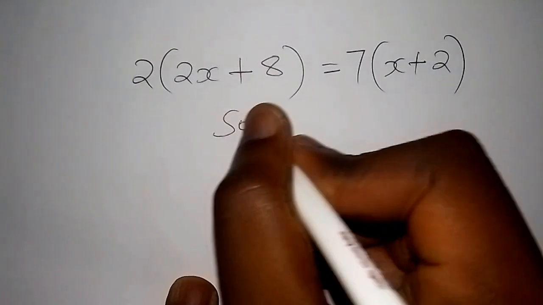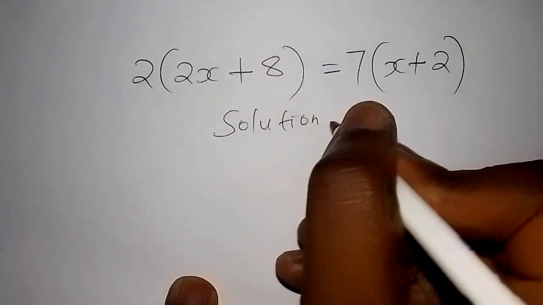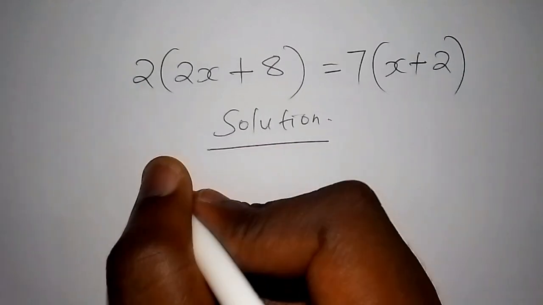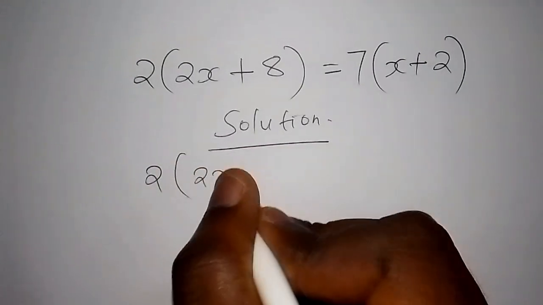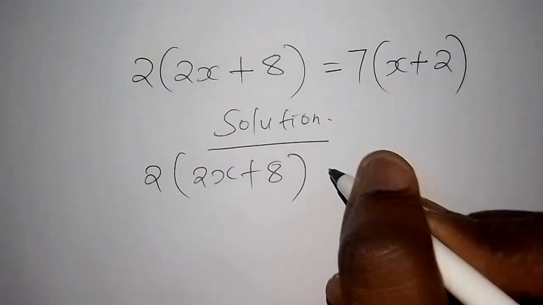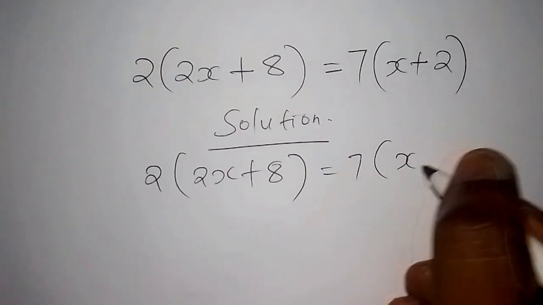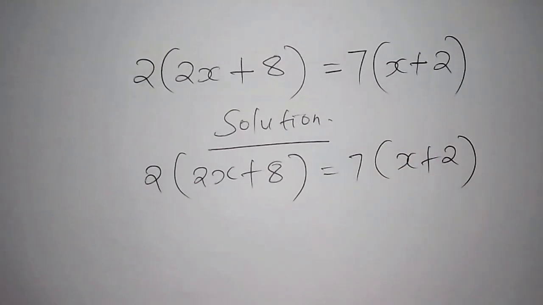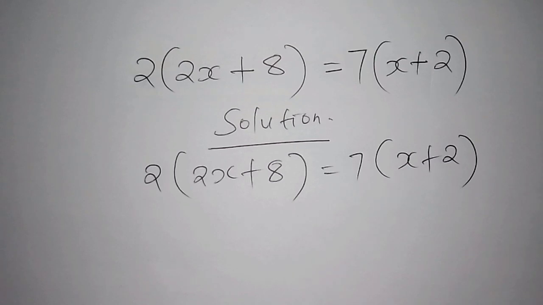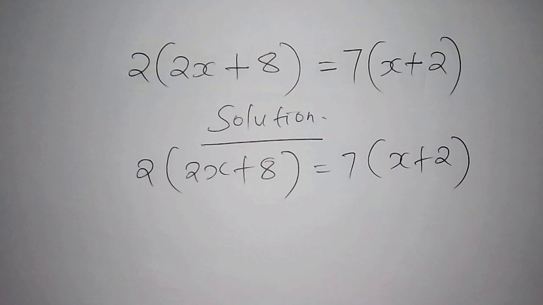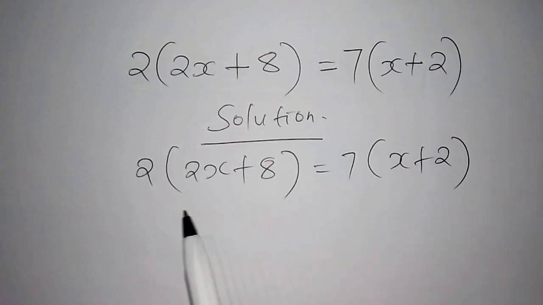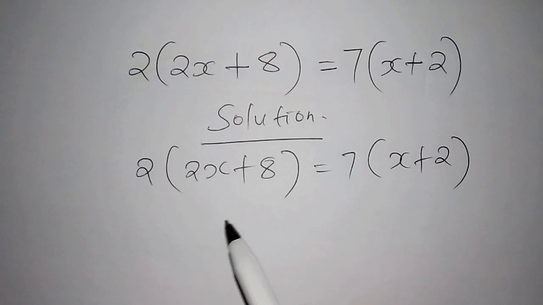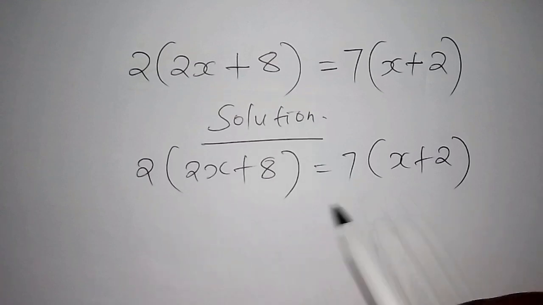Here now we shall have the solution part. Under the solution, let's say 2 into bracket 2x plus 8, close the bracket, is equal to 7 into bracket x plus 2. I believe you can pause the video, calculate it, then share your answer with us in the comment section. So let's proceed. When you reach this step, the first thing we are going to do is work out the value of x. So how do you work out the value of x?